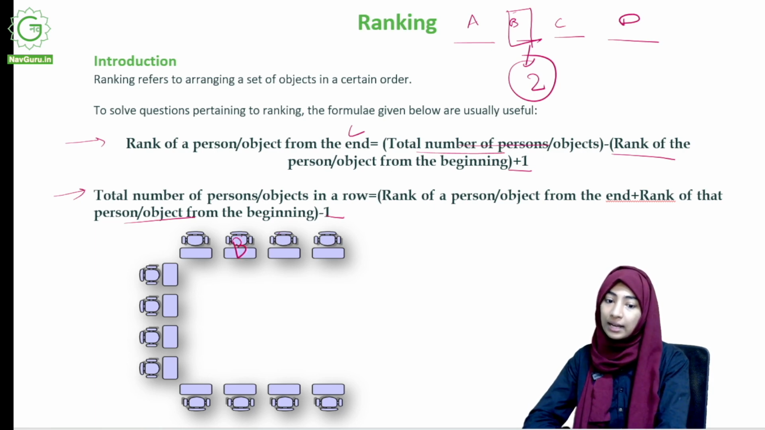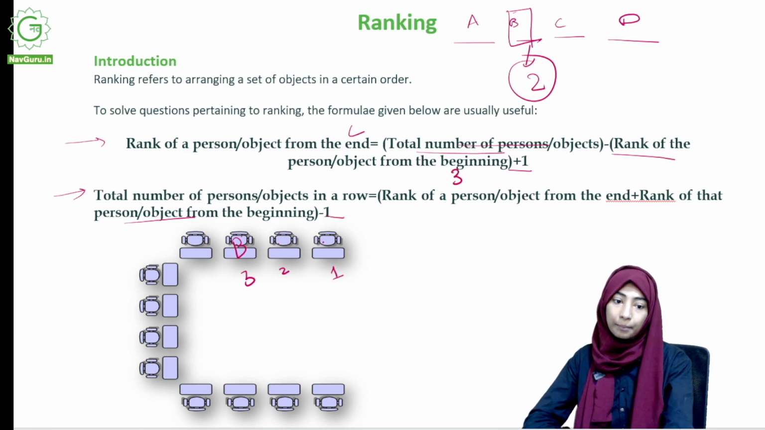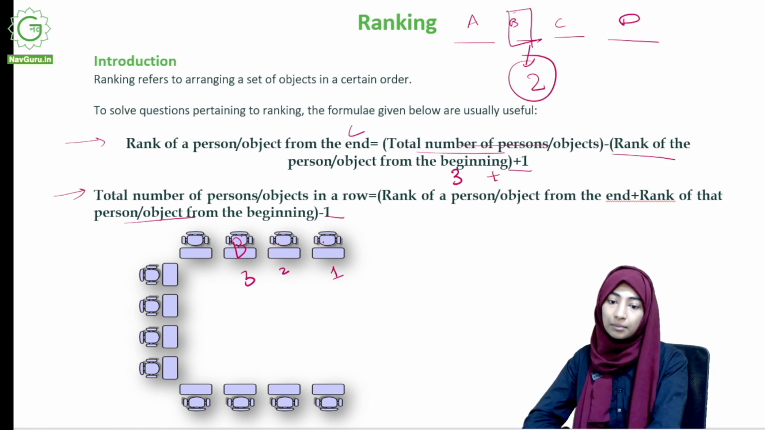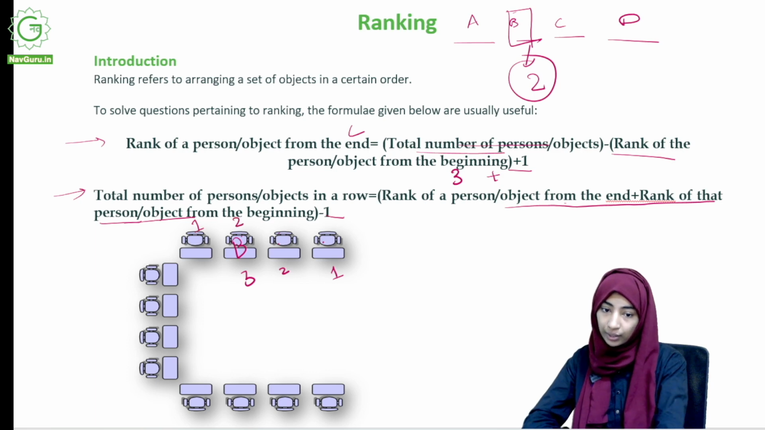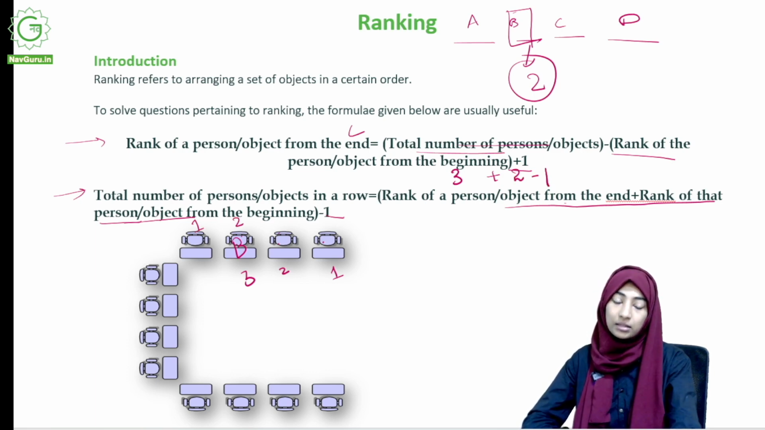What is the rank of B from the end? 1, 2, 3. The rank of B from the end is 3, plus the rank of that person from the beginning. What is the rank of B from the beginning? 1, 2, right? 2, minus 1. So 3 plus 2 minus 1.